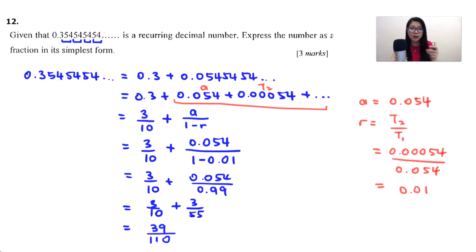you just divide. So 39 divided by 110, we get 0.3545454. Okay, so that's the answer.